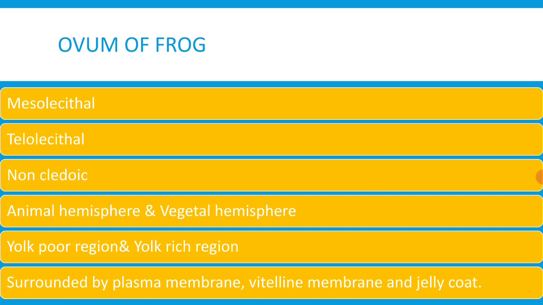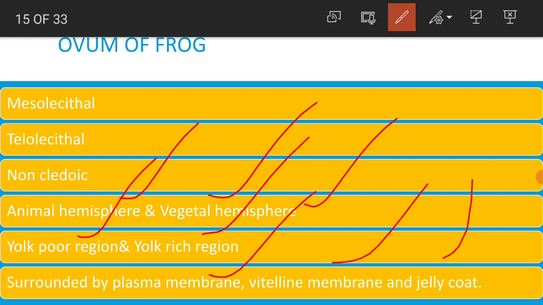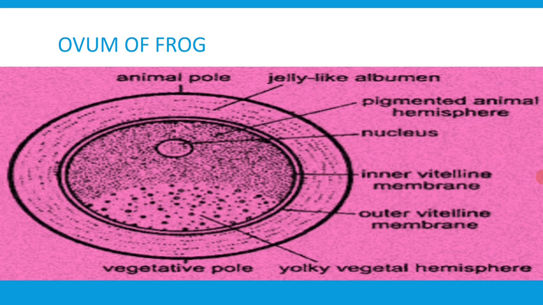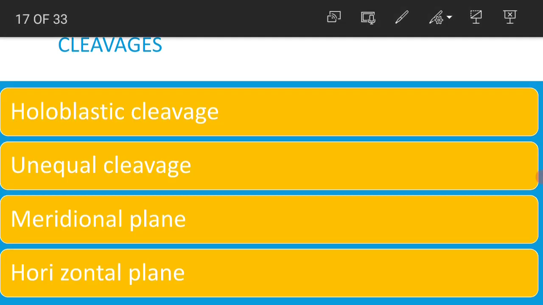So like that, the egg is mesolecithal, telolecithal, non-cleidoic egg, and it is divided into animal hemisphere and vegetal hemisphere, yolk poor region and yolk rich region. And the yolk rich region is called vegetal hemisphere. It is always on the base of the egg, because yolk is a very dense material which is attracted towards the gravity. And it is surrounded by plasma membrane, vitelline membrane and jelly coat, of course. Here you can see the various membranes of the egg of frog. And cleavage is holoblastic cleavage, which is complete, and it is unequal cleavage.